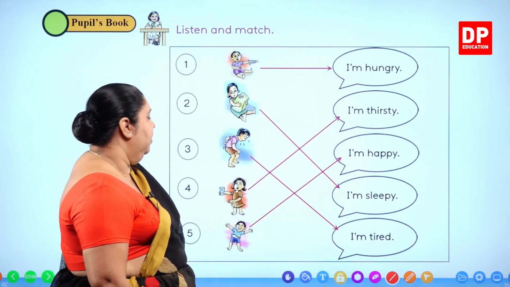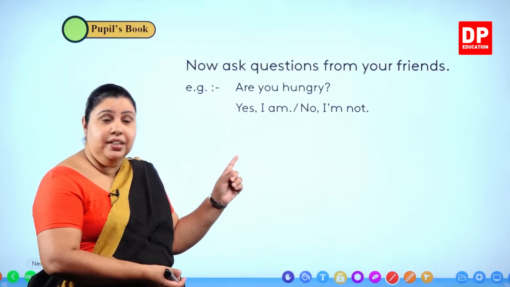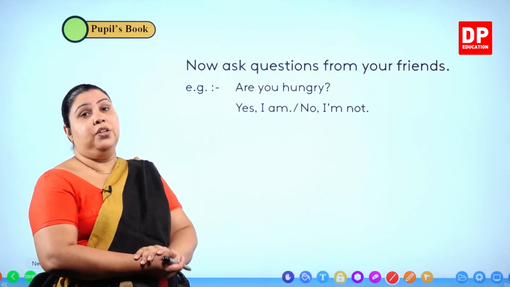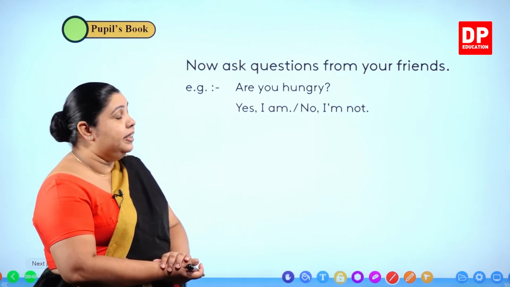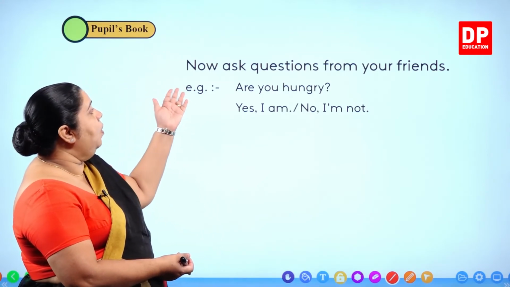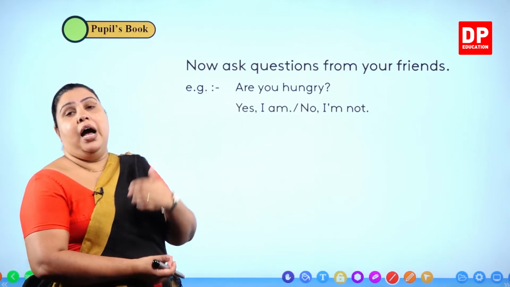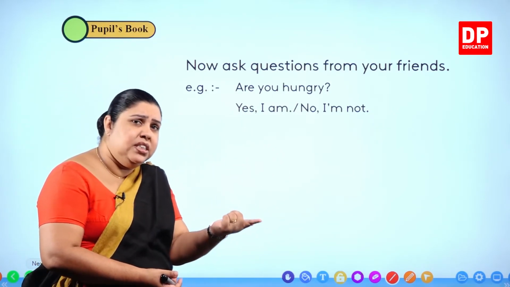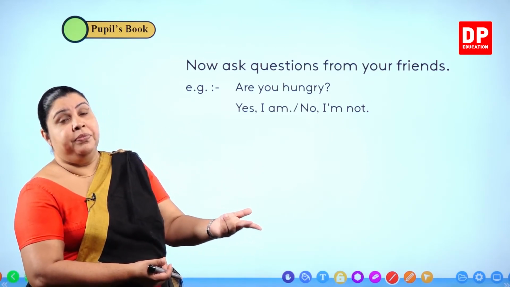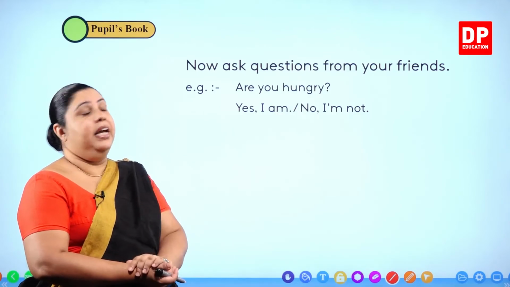Right. So now we are going to move on to our pupils book. We have to ask a question and we have to answer that question. Now ask questions from your friends. Now we spoke about I'm hungry, I'm thirsty, I'm happy, then I'm tired and I'm sleepy. Now we are going to ask questions.